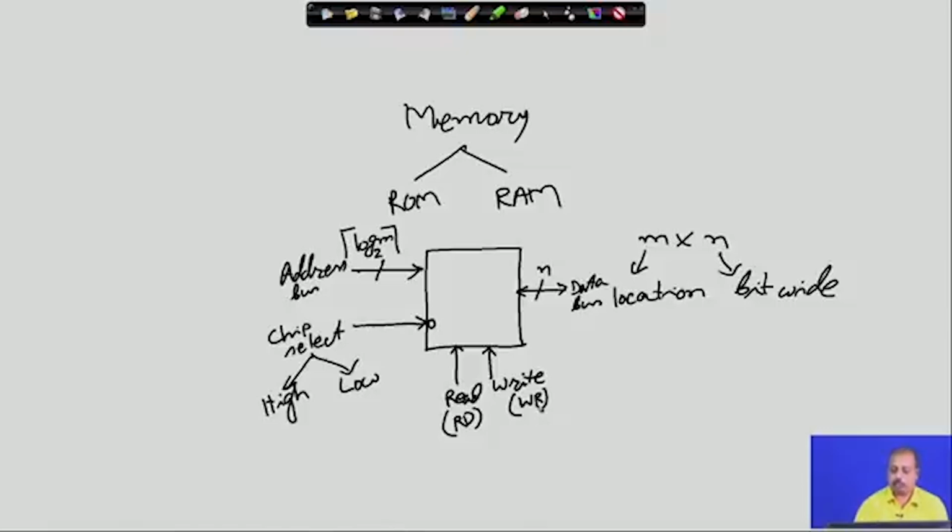In most cases, these read and write controls are active low. So, there are bubbles here, and we get the lines as read bar and write bar.